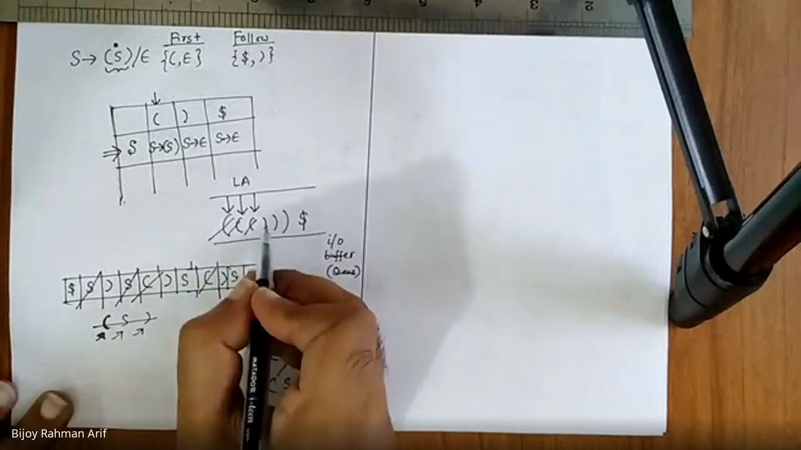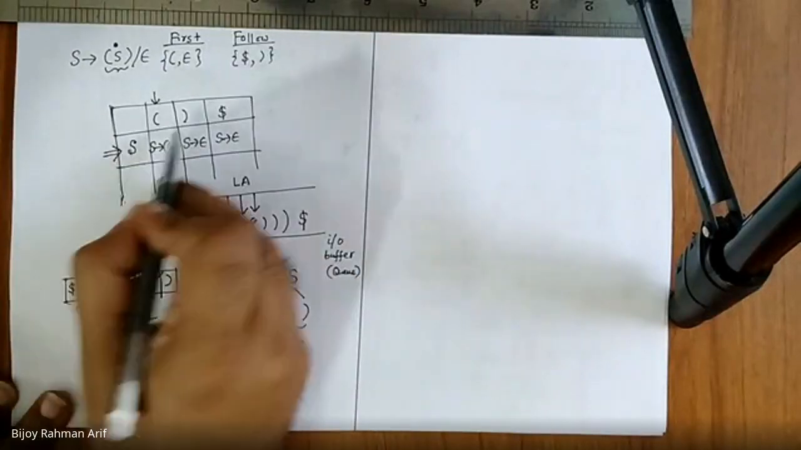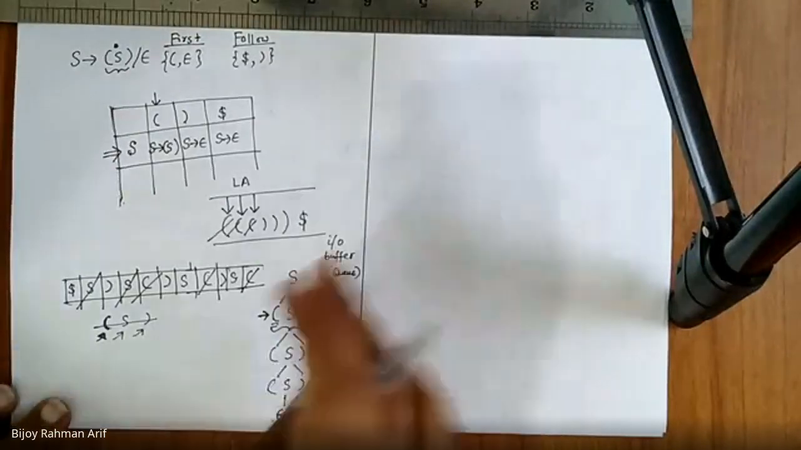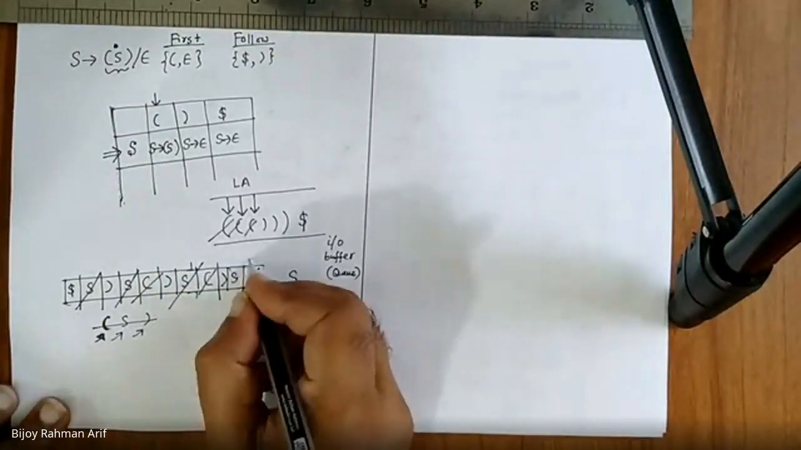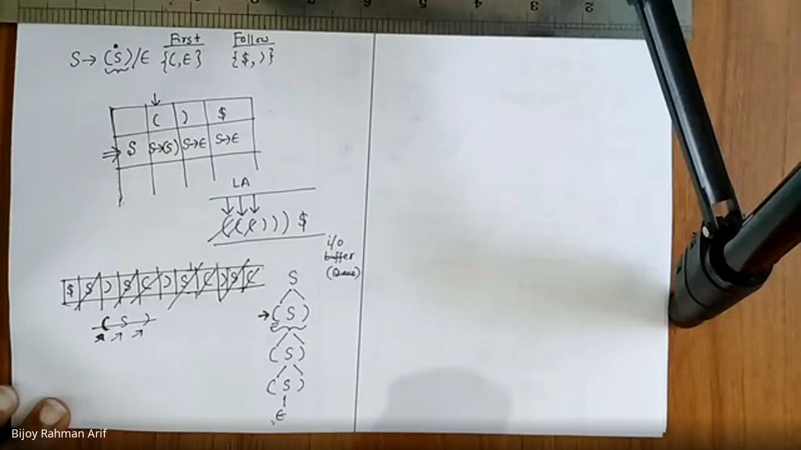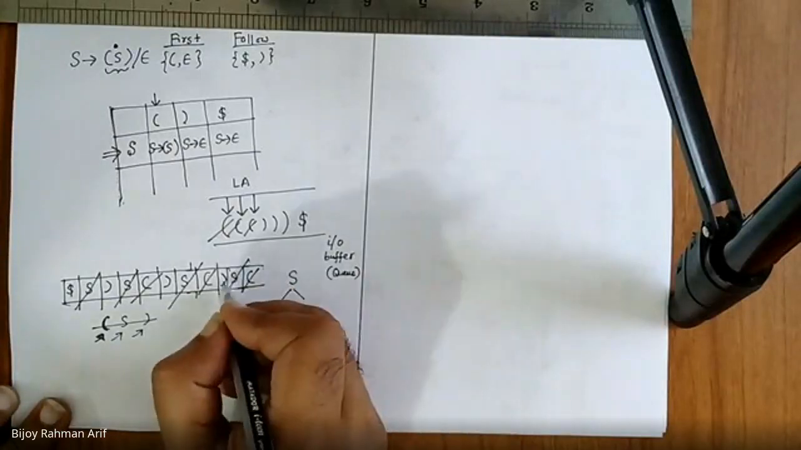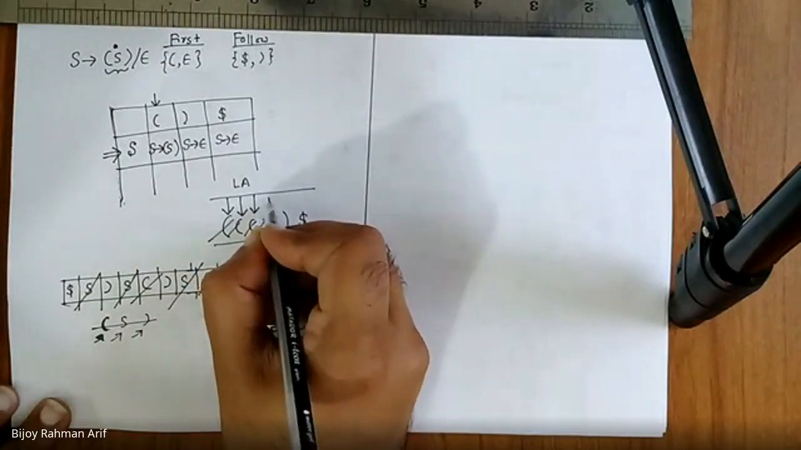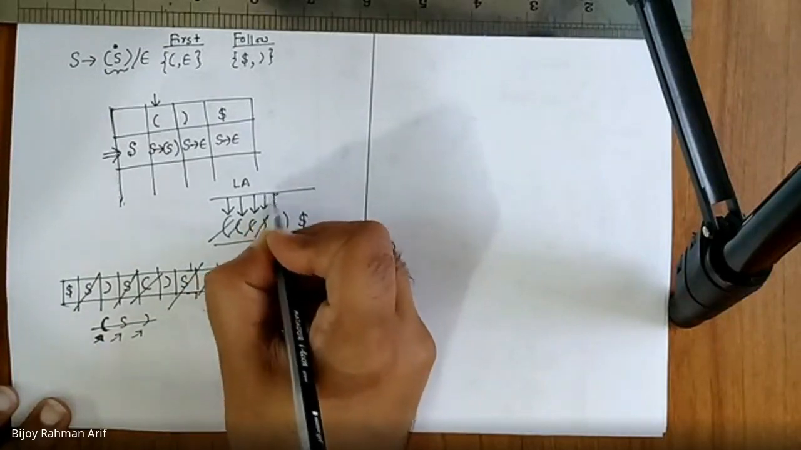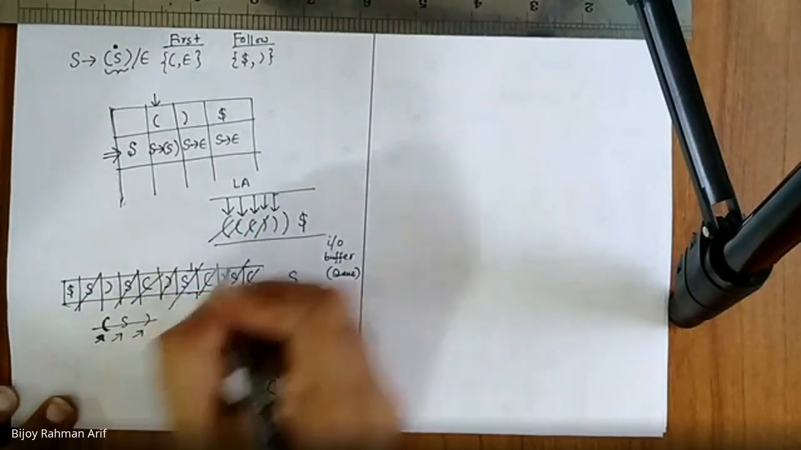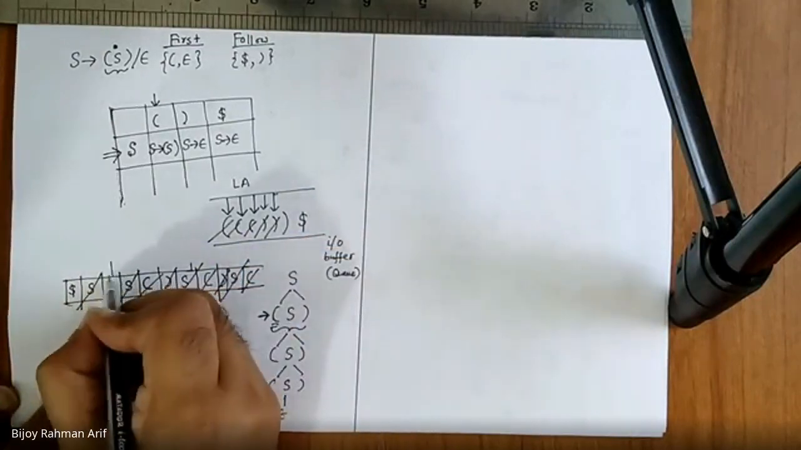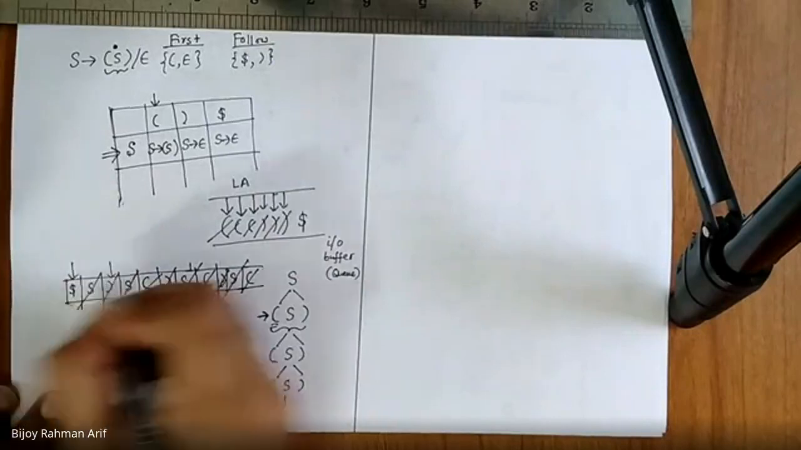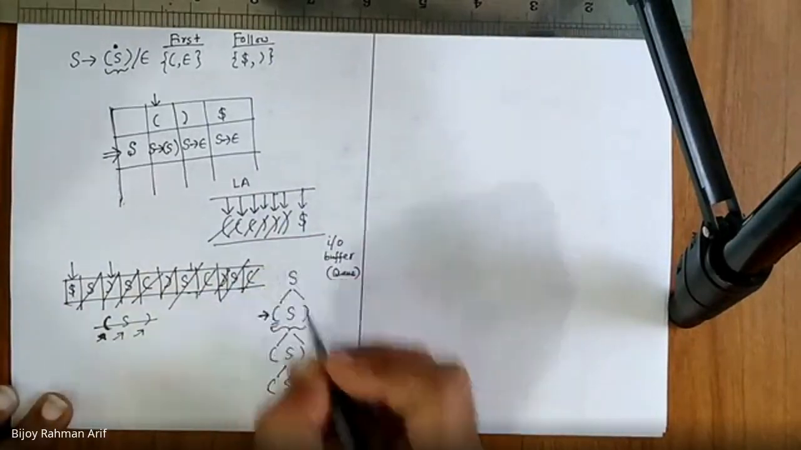Now S is seeing close parenthesis. So S would become epsilon. So it is vanished. Then what happened? This one matches with this. So matched. I'm going to dash one. And this one matches with this. I'm going to move this one. This one matches with this. I'm going to move to dollar. Dollar is seeing dollar. So I'm going to accept.